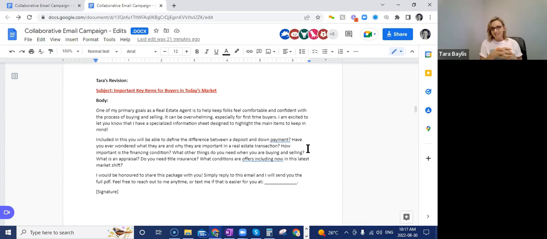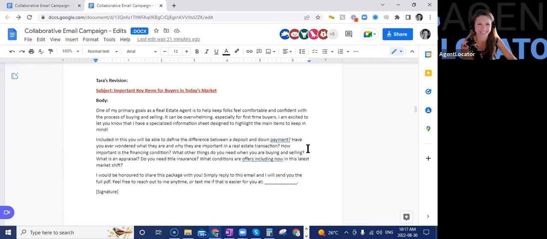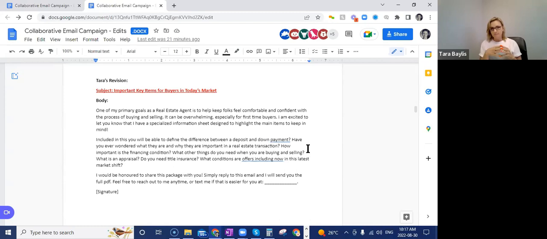I'm excited to let you know that I have a specialized information sheet. I would now change that to guide, as I thought of the word as we were talking, designed to highlight the main items to keep in mind. Included in this guide, you will be able to define the difference between a deposit and a down payment.